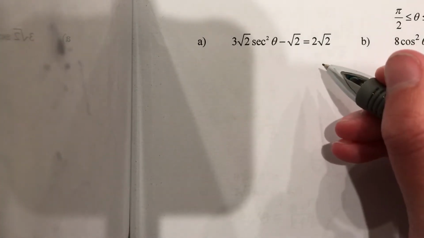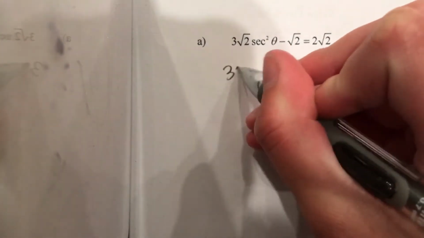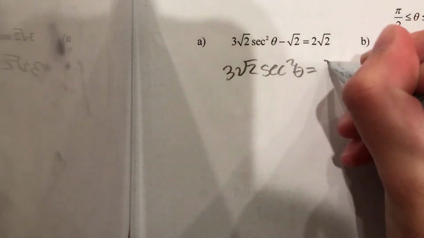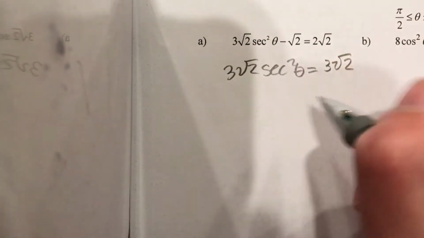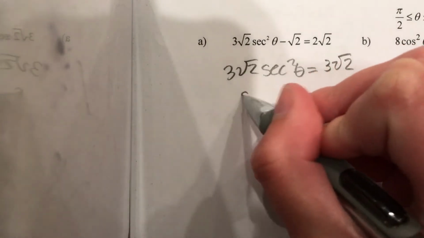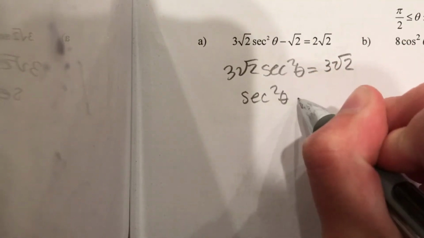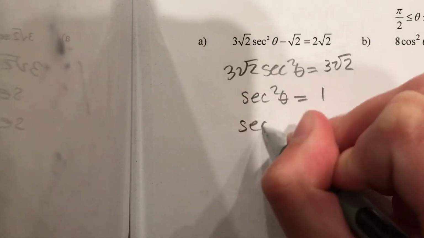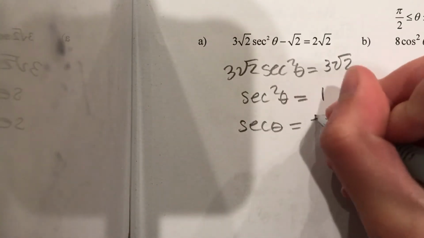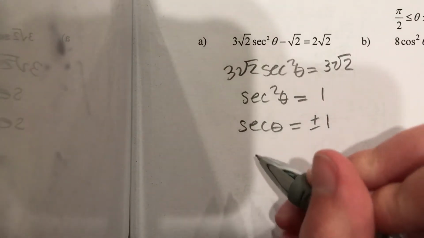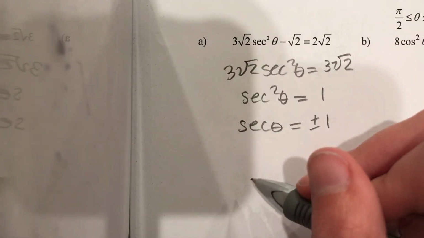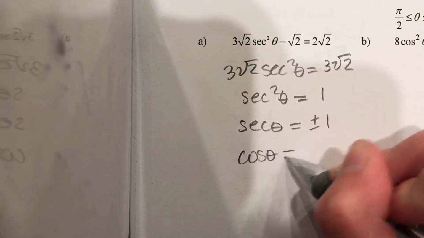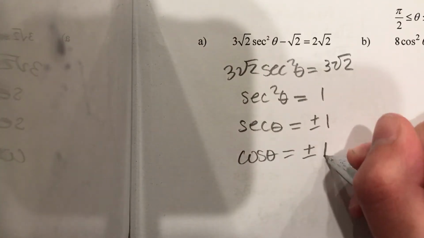First, for this one, you'd add root 2 to the other side, so you have 3 root 2 secant squared of theta equals 3 root 2. And then you have to divide by 3 root 2, so you get secant squared of theta equals 1. You have to square root it, so you get secant theta equals plus or minus 1. And secant is 1 over cosine, so cosine of theta equals plus or minus 1.